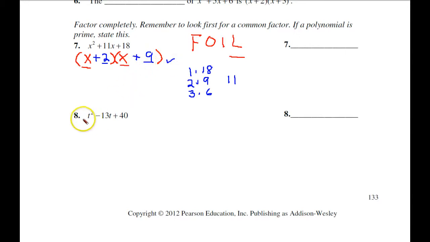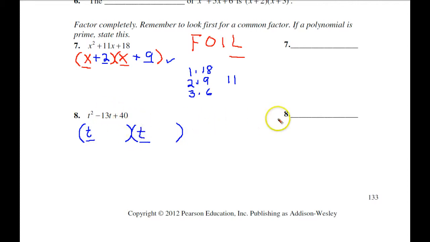All right, as we go on to example 8. Is it in standard form? Yes. Is there any common factor? No. Next step, 2 sets of parentheses. Now, what are we going to put in our first position? What times what gives me t squared? Well, t times t.